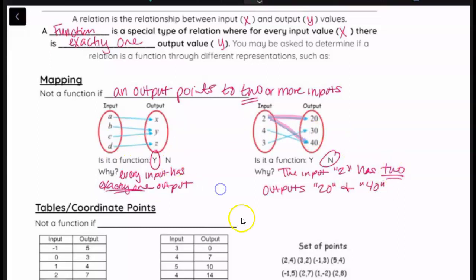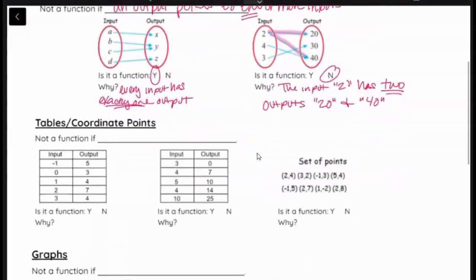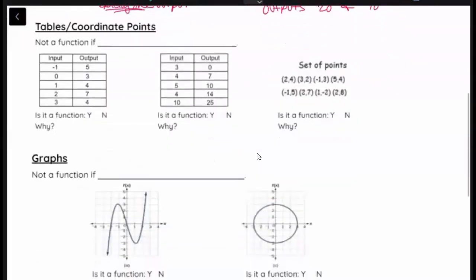Each input should only have one arrow. Now 4 is fine, it only has one arrow. 3 is fine, it only has one arrow. But because we already broke the function, you only need to break the definition once for it to not be considered a function. So in this case, the second one is not a function. So that's mapping. Mappings are the ones where you have these arrows. Now, other common types you will see for consideration of functions are tables and coordinate points.